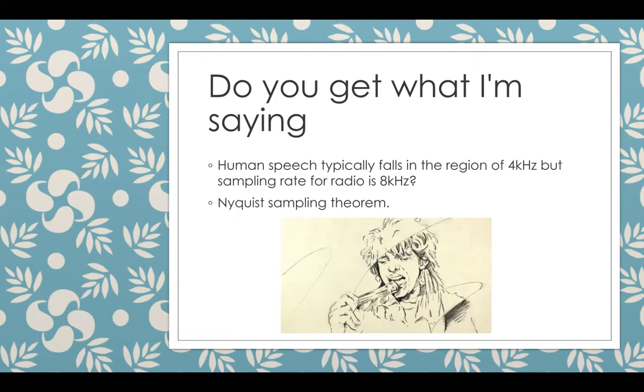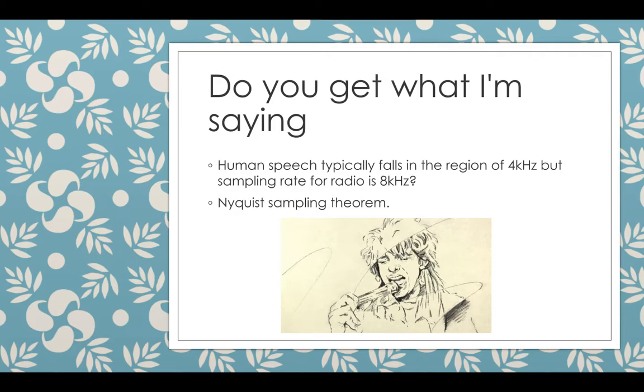Human speech typically falls in the range of 4 kHz minimum for it to be still understandable. Yet 8 kHz is used for radio or telephony. This is explained by Nyquist's sampling theorem, which states if the maximum bandwidth of a signal is b hertz, then the signal can be perfectly reconstructed without error, provided the sampling rate is higher than 2 times that. And at a sampling rate of a frequency of 8 kHz, experiments show that there is little to no difference in quality once at this level.